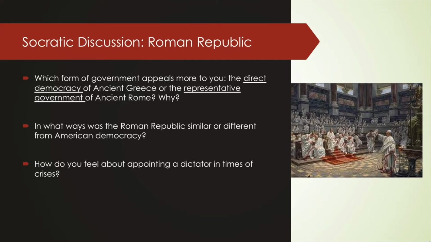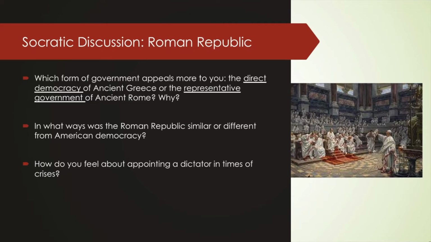Excellent. And I want you to think about in what ways the Roman Republic was similar or different to American democracy. In some ways it was very similar because there were representatives, there was a Senate, there was something similar to a president and vice president, but in other ways it was very different. We don't have a dictator that is appointed in times of crisis.